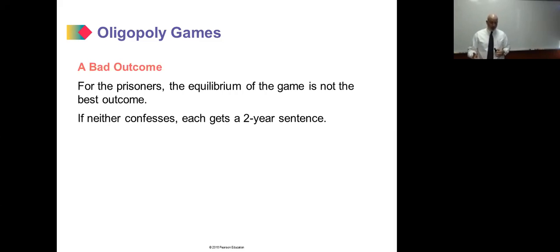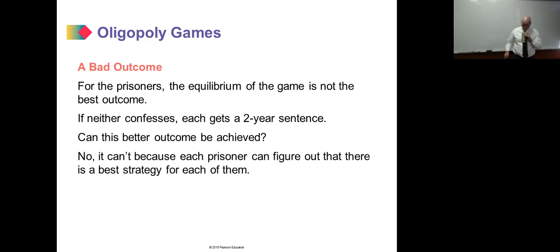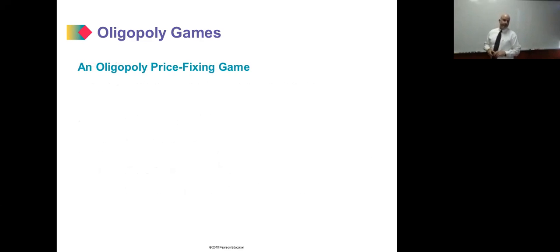So both denying, each would get a 2-year sentence. That is the best outcome. But because they don't know, that is not the equilibrium outcome. Now this begs the question, can we get a better outcome? And I just answered that by saying no, because we're not going to allow them to talk. And again, talking is the basis of cartels, and cartels are illegal. Any questions about the prisoner's dilemma?